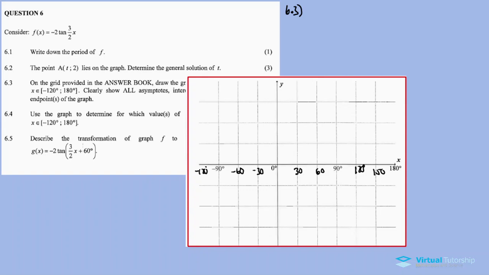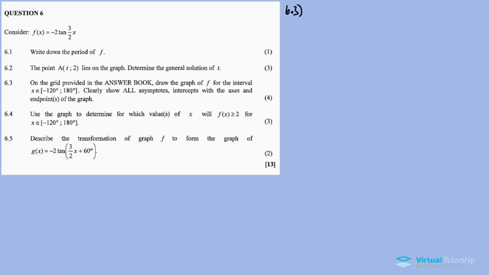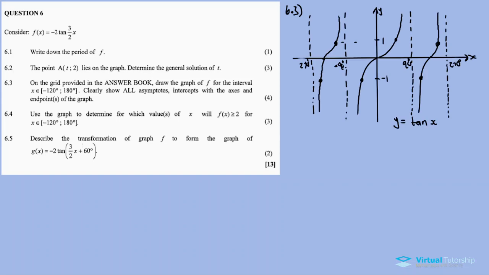So here we must sketch the function f of x, right? All right, let's go back a little bit, just a few seconds. This is the parent function, right, for a tan graph. This is the parent function.